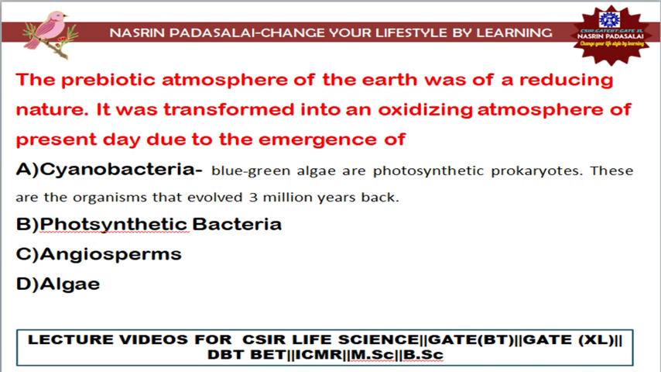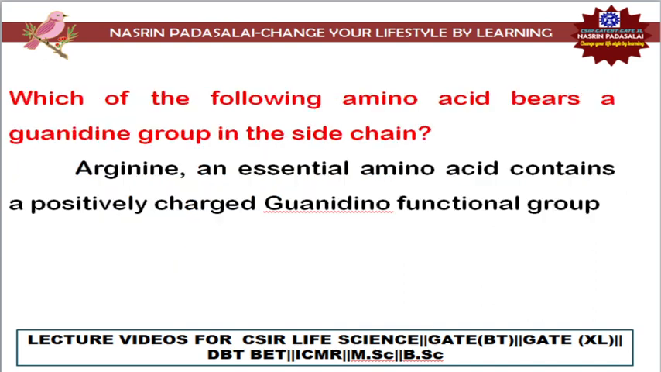So Cyanobacteria, which are also called blue-green algae, are photosynthetic prokaryotic organisms and they evolved 3 million years back. Okay, so these cyanobacteria evolved the oxygenic photosynthesis process, and they paved the way for the evolution of aerobic bacteria. So cyanobacteria are responsible for converting the reducing environment to an oxidizing environment.